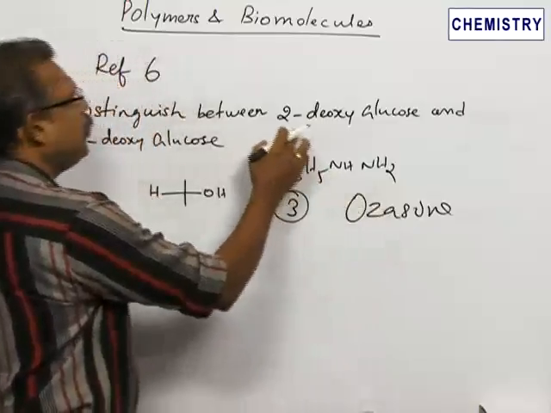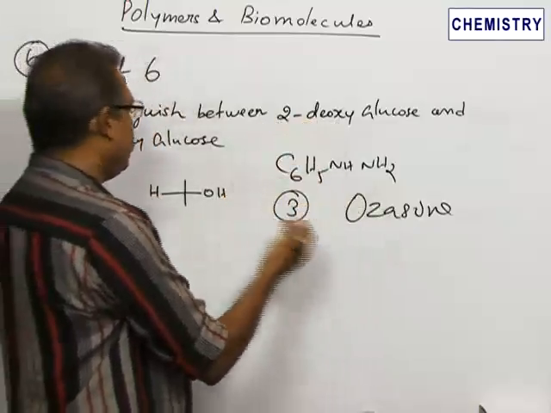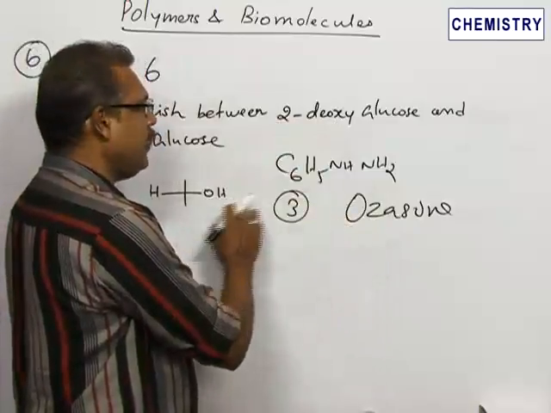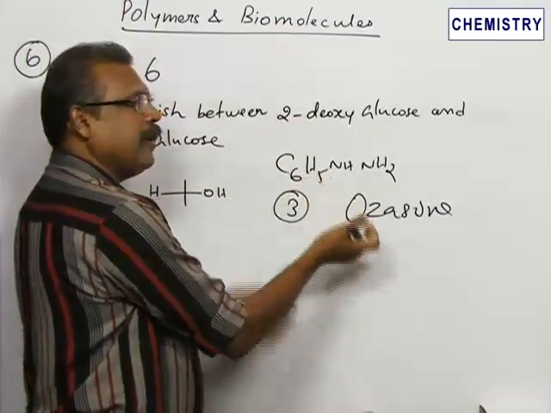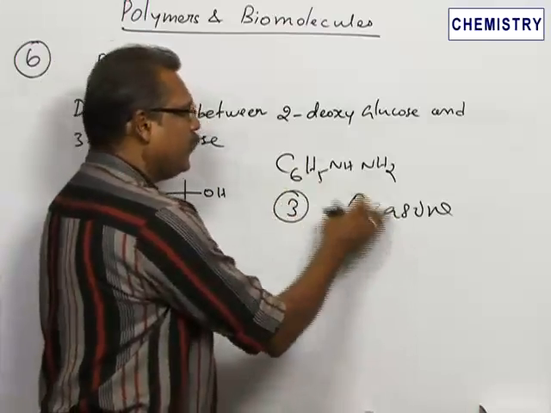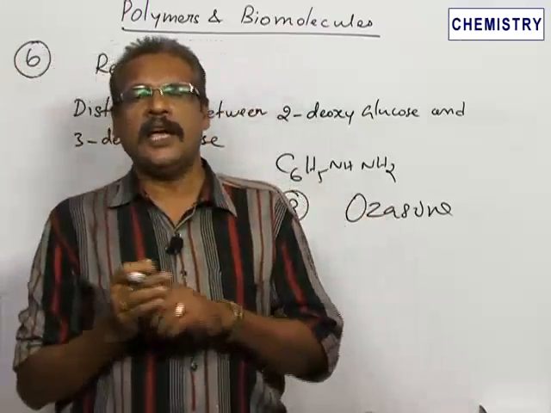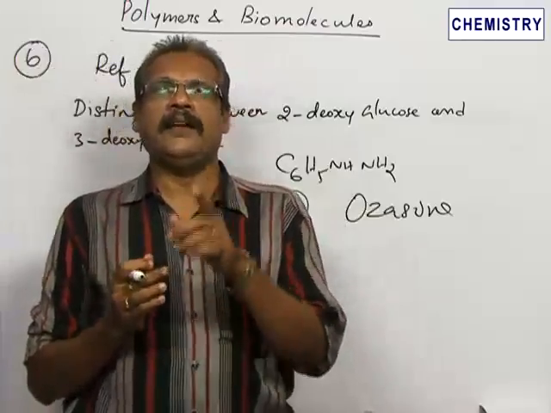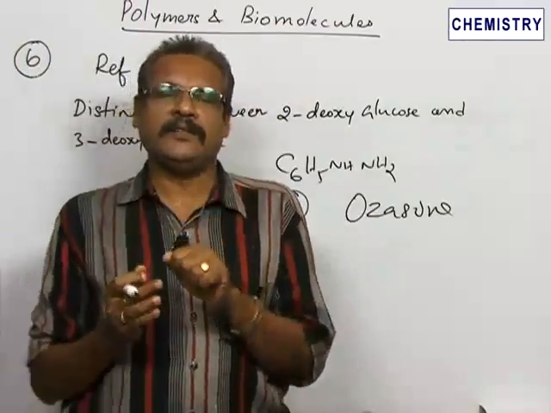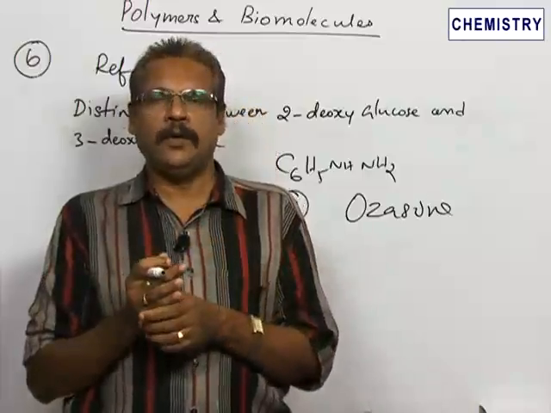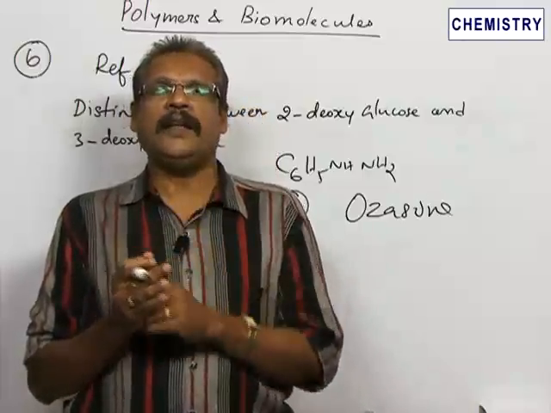But in the case of 2-deoxyglucose, the oxygen on the second carbon is removed, so it becomes deoxy. Therefore phenyl hydrazine cannot form an osazone there. Therefore the better reagent to distinguish 3-deoxyglucose and 2-deoxyglucose is phenyl hydrazine: in the case of 3-deoxyglucose we get the osazone, and in the case of 2-deoxyglucose we get only the phenylhydrazone.